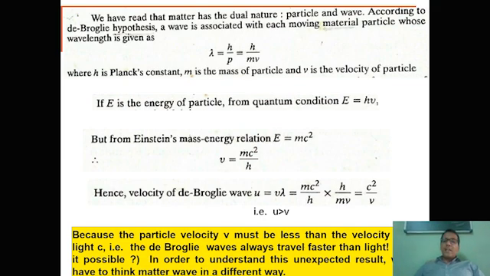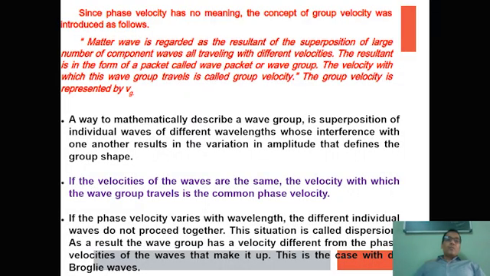In order to understand this unexpected result, we have to think of matter waves in a different way. One can say the phase velocity has no meaning as far as the concept of matter wave is concerned. So we will now introduce the concept of group velocity, and before that the concept of wave packet. In other words, the matter wave is not the wave associated with a single particle. The matter wave is actually the resultant of superposition of a large number of component waves, all traveling with different velocities.